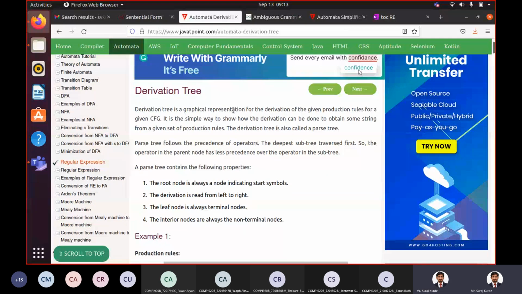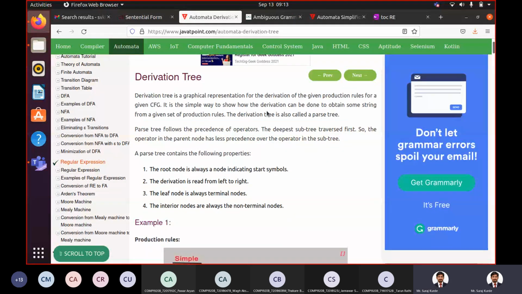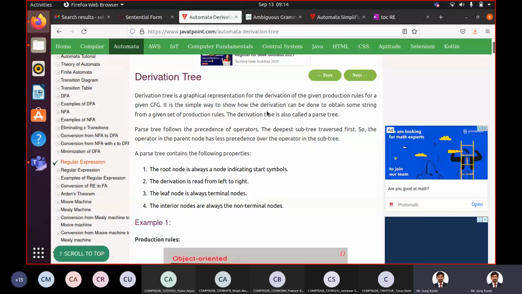What is a derivation tree? It is a graphical representation of the derivation. What have we derived? A plus A into A. For that, there is a graphical representation of the given production rules for the given CFG. Grammar is given. For the given grammar, we have derived one string, and for that string, we have more than one derivation tree. It is a very simple way to show how the derivation can be done to obtain some string. Derivation tree is also called a parse tree.